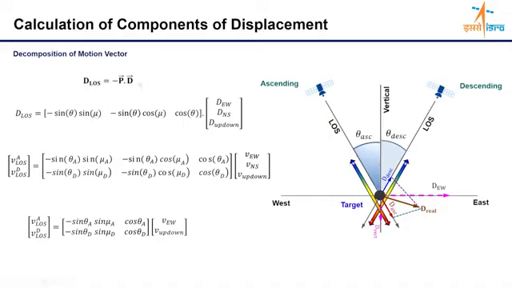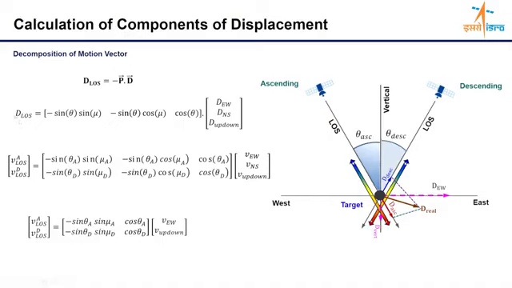And what is this? This is nothing but D. D has three components: D_EW, the displacement along the east-west direction, D_NS, the north-south direction, and D_up, the vertically upward or downward direction. So these are the three components of the actual, or real, displacement vector, and these are the three components of the projection vector, and this is the line of sight vector.